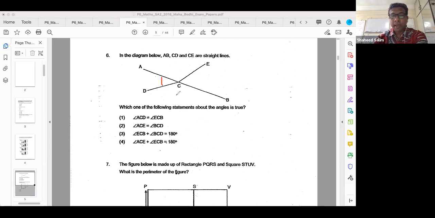ACD and EC is not equal, right? This one is not a straight line. If it is a straight line, then it's equal, but not a straight line, so cannot be. So ACE and this one also not a straight line, cannot be. What about the last one? ECB, this one, plus BC, this one not a straight line, how can it be 180 degrees? So it's quite easy, yeah? Please, you can do this, come on.